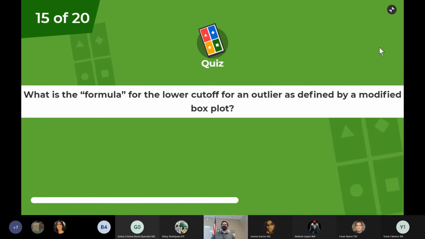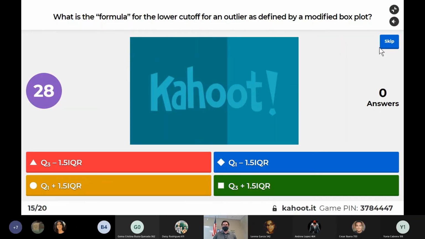What is the formula for the lower cutoff for an outlier as defined by a modified box plot? So how do we determine the lower bound for a possible outlier when using the 5-number summary?